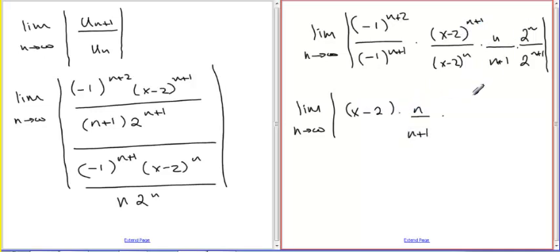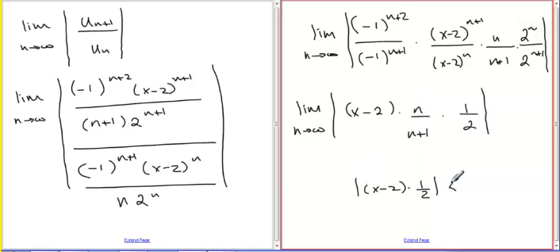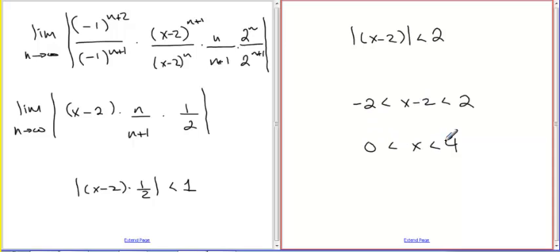Okay, when n goes to infinity, this goes to 1. So we end up with x minus 2 times 1/2. And that has to be less than 1 to converge. So we multiply both sides by 2, and then we rewrite this as the inequality without the absolute value signs. And finally we add 2 to every term, and we know that. So our radius of convergence, r, is equal to 2, and our interval of convergence is this.